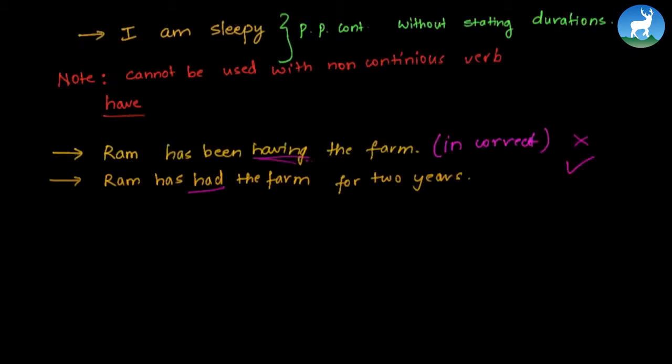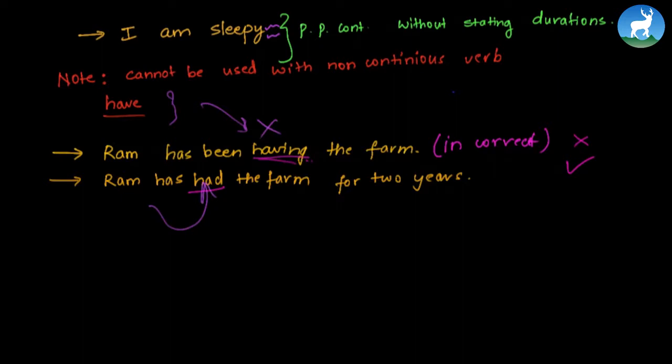We can also use the present perfect continuous tense without stating durations, right? So we can say that I am sleepy, I am tired. Here we do not use any time duration. So we can use the present perfect continuous tense, then I am sleepy. And you should notice that it cannot be used with a non-continuous verb. For example, "have" is a non-continuous verb, so you cannot use "having." Instead, you should use the form "had," as I said earlier.